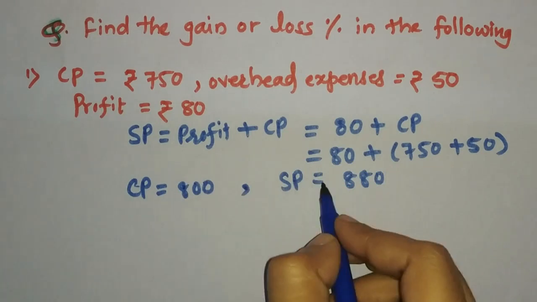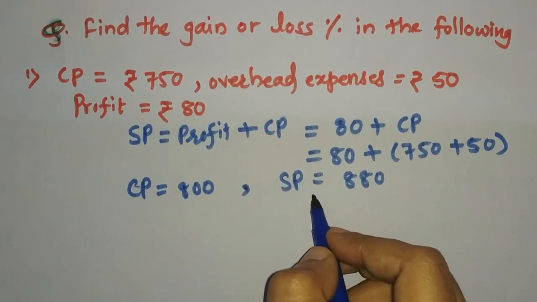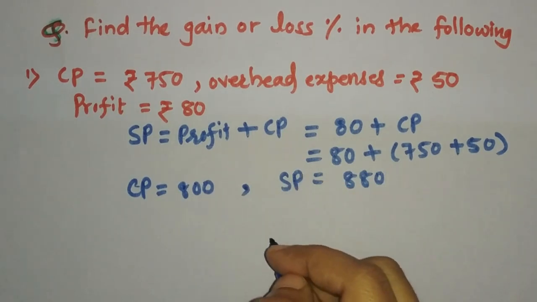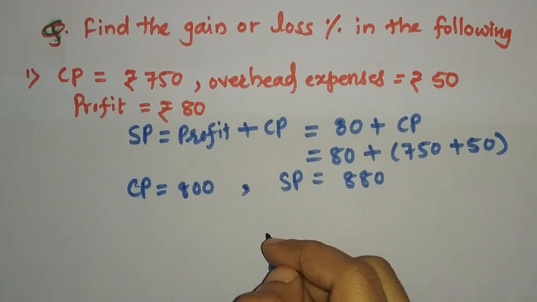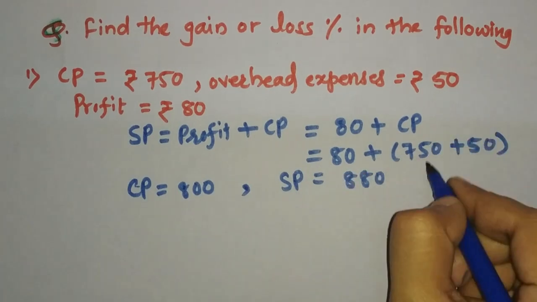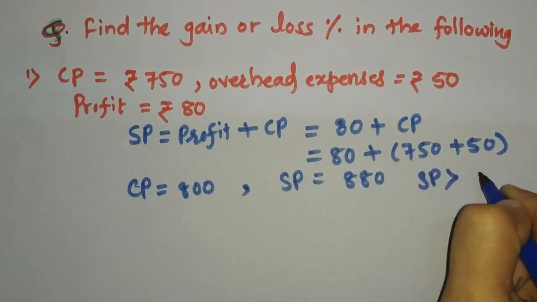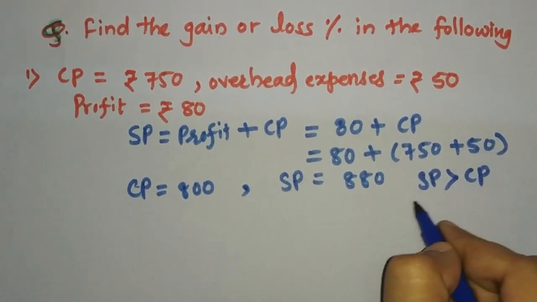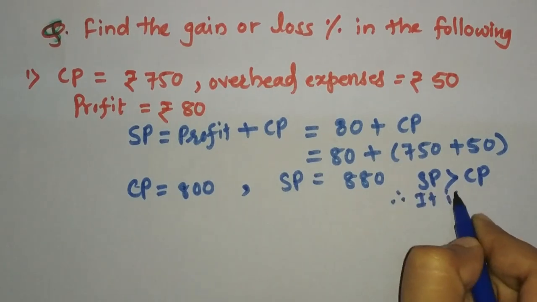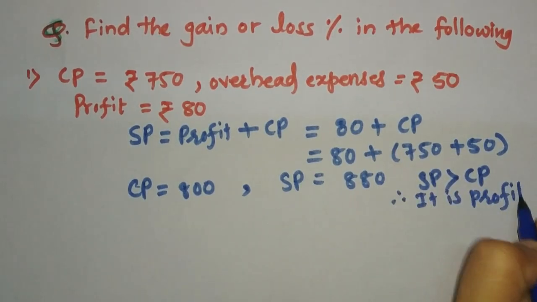Now compare selling price and cost price. So we conclude here selling price is more. So whenever selling price is more, it is what? Profit. So selling price is more than cost price, therefore it is a profit.